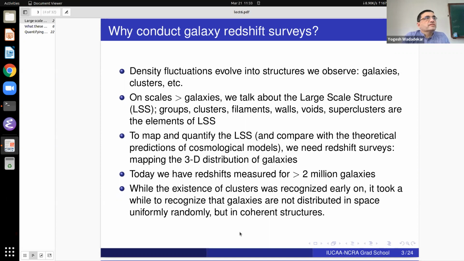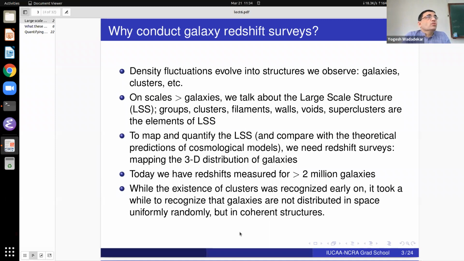You expect to see galaxy groups, like the Local Group in which we sit, galaxy clusters like the Coma cluster or the Virgo cluster or the Fornax cluster and other clusters. You expect to see filaments. So filaments are like thin strands of matter that connect possibly one cluster to another. Then you expect to see walls. Walls are like filaments, except that they are two-dimensional rather than one-dimensional.